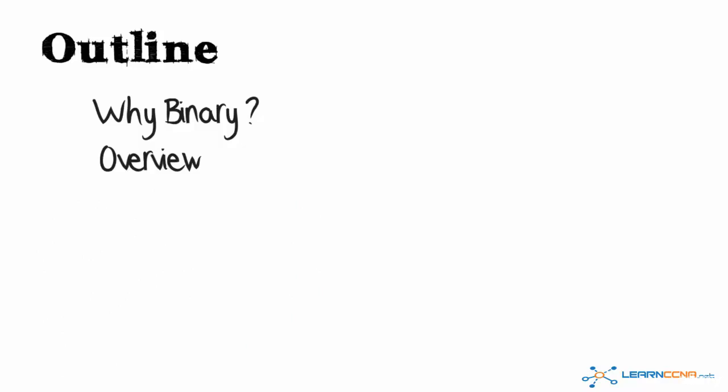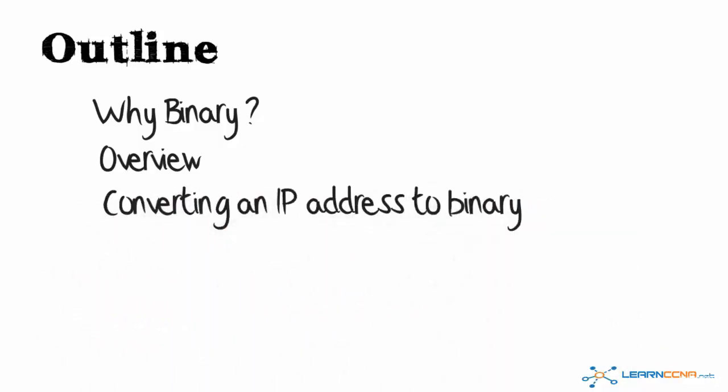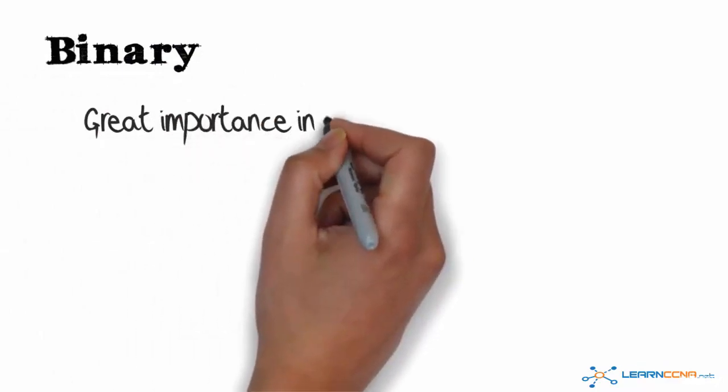And then lastly, I'd like to show you how to convert an IP address to binary and then translate it back again. This is very similar to translating from one language to another. So for example, translating English to French, but in this case, we're taking a dotted decimal IP address and converting it to a binary format and then converting it back again. So let's get started.